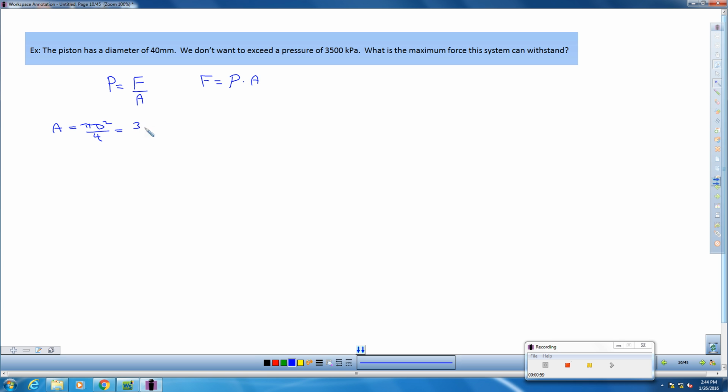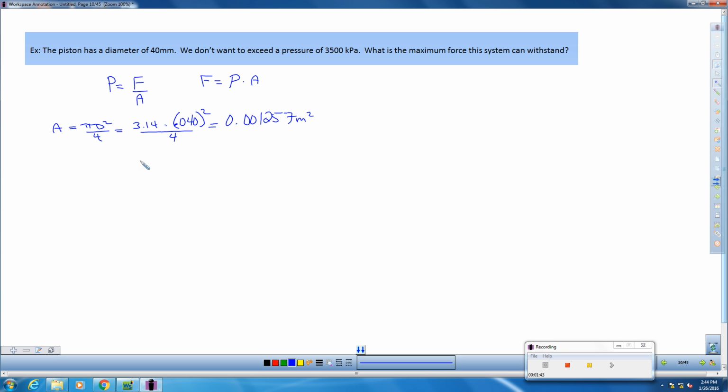So for quick sake, 3.14 is what we'll use for pi times, remember this is in millimeters, we have to be in meters, so we move the decimal place 3 points to the left, so this is going to be 0.040 meters squared, and we have to divide that by 4. When we do that, we have 0.001257, and that ends up being meters squared. That's an ugly 7. So first step, always find area with the majority of these problems.